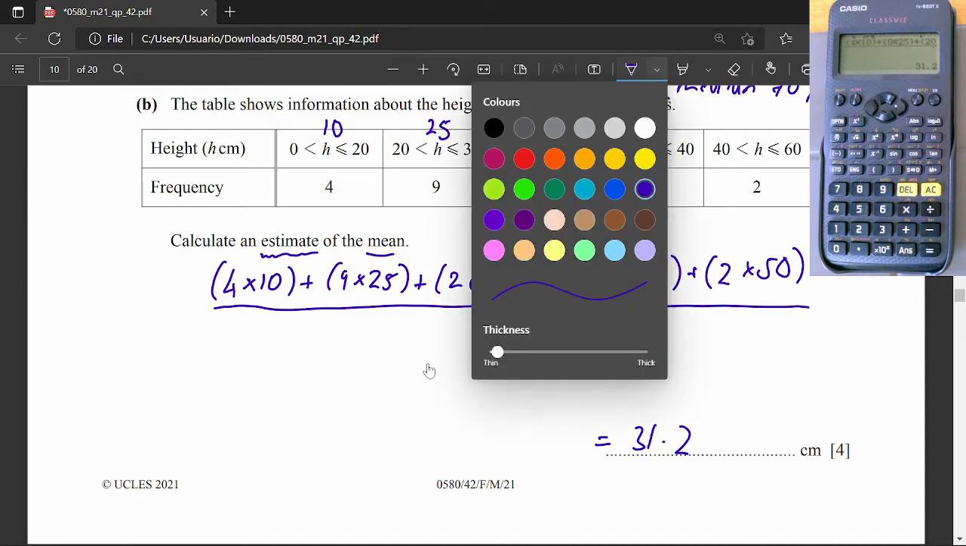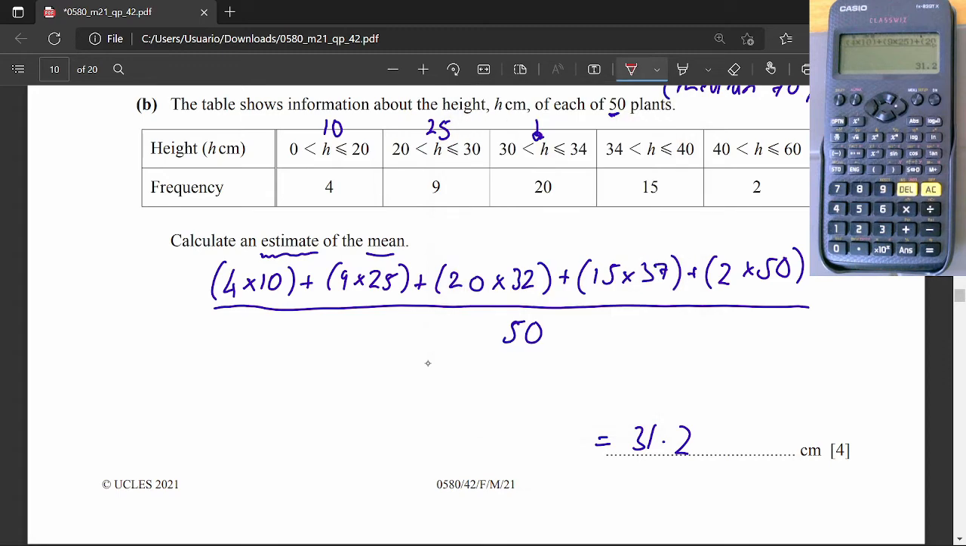It's important here to show what you're working out. You'll get a mark for showing that you've used the midpoints. You'll get a mark for your method here, adding up, getting the total. You get a mark for dividing by 50, and then a mark for the correct answer.